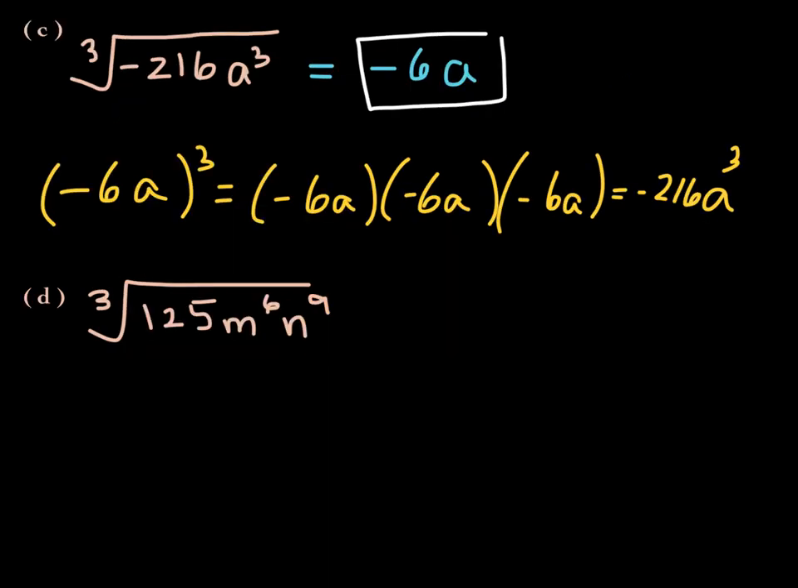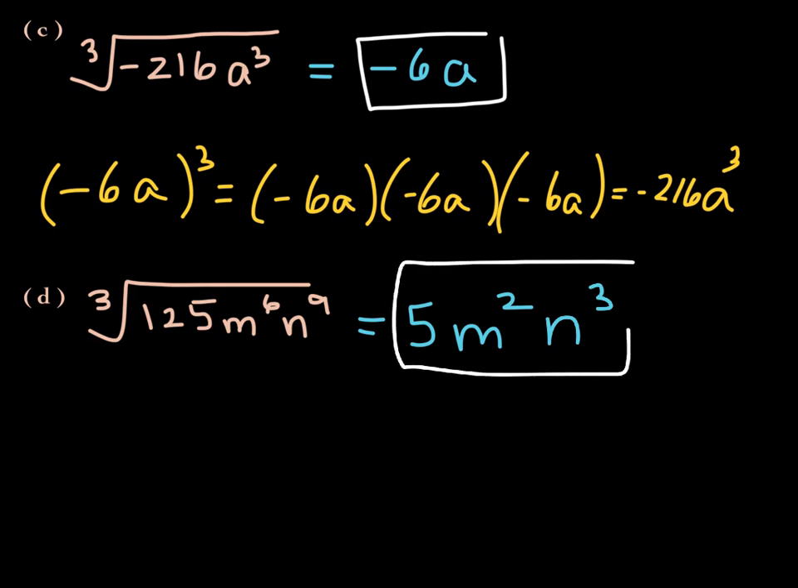The next one here is the cube root of 125 m to the sixth power n to the ninth power. So you have to think about what expression cubed gives me that radicand. Let me show you the answer and then I'll work backwards. I know that the cube root of 125 is 5. I know that the cube root of m to the sixth is m squared. And I know that the cube root of n to the ninth is n cubed. This is the answer.